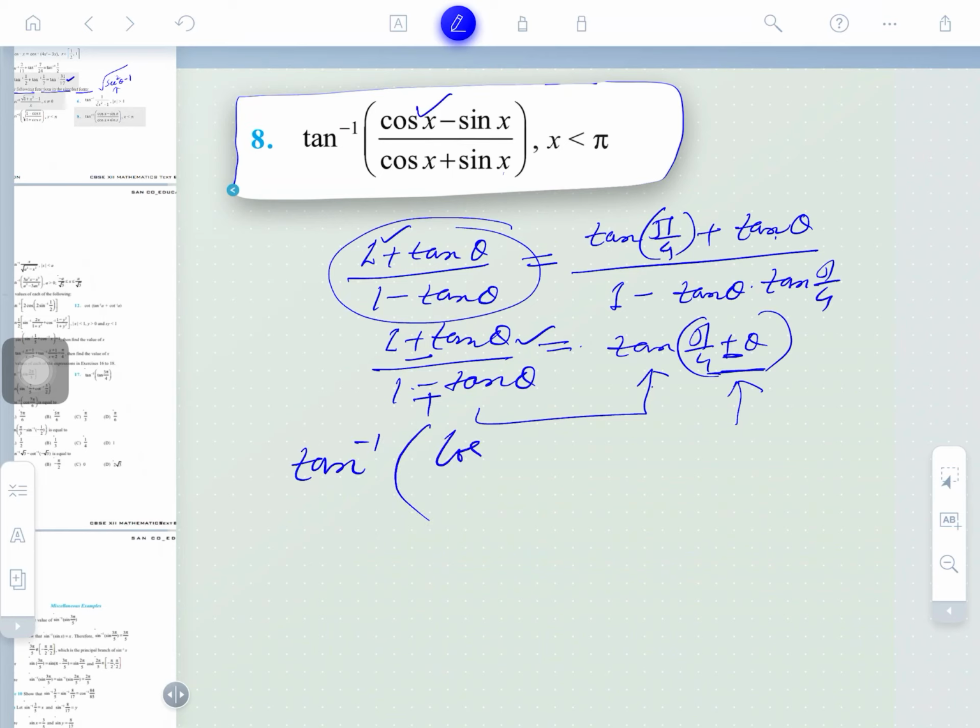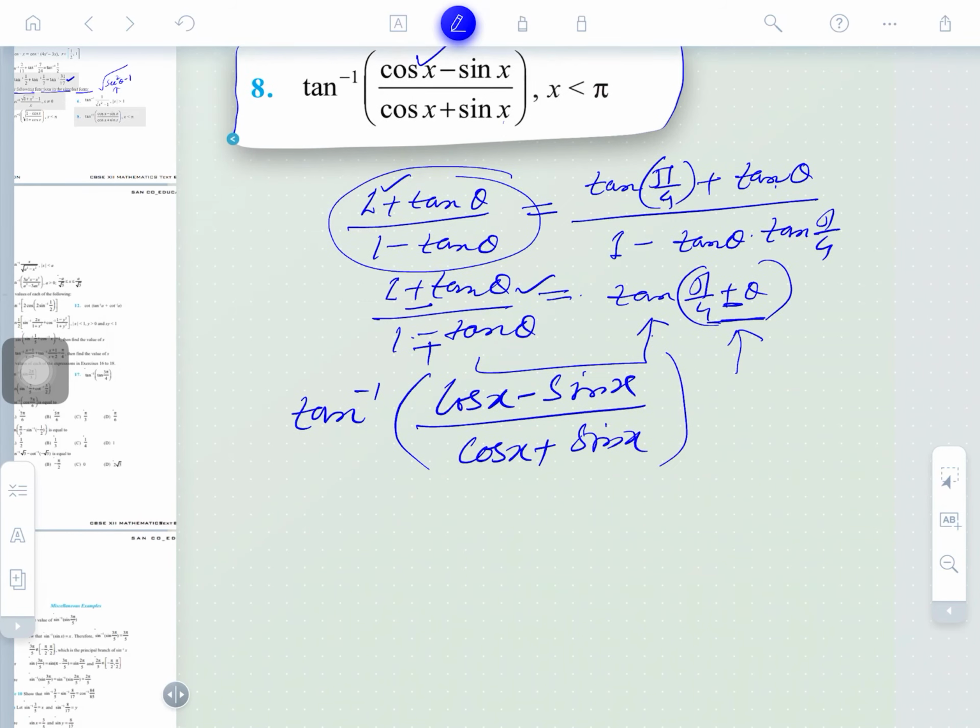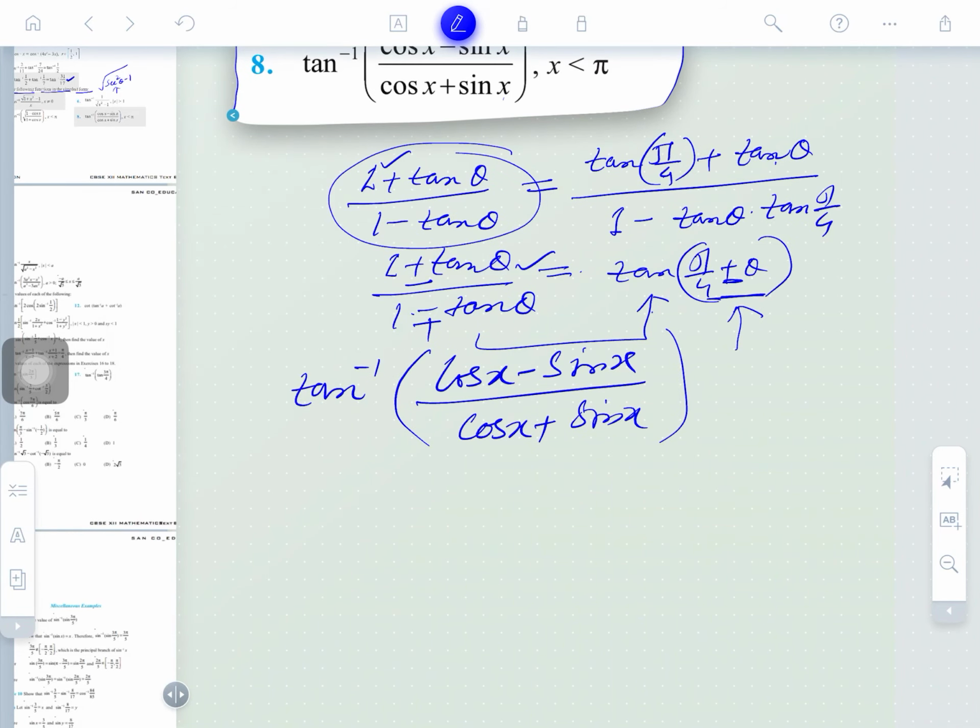Tan inverse of (cos x − sin x) divided by (cos x + sin x). So how can we bring the situation to 1 plus tan? Obviously we can divide the numerator and denominator by cos. So what is that? How will 1 come here? We can divide by cos. Clear? So divided by cos, here 1 will come, and here tan will come.